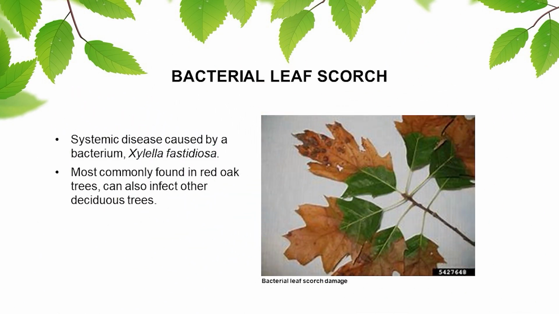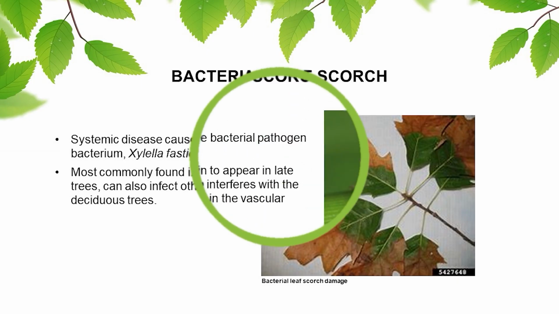Bacterial leaf scorch. Bacterial leaf scorch is a systemic disease that is caused by the bacterium Xylella fastidiosa. It is most commonly found in red oak trees, but can infect other deciduous trees.